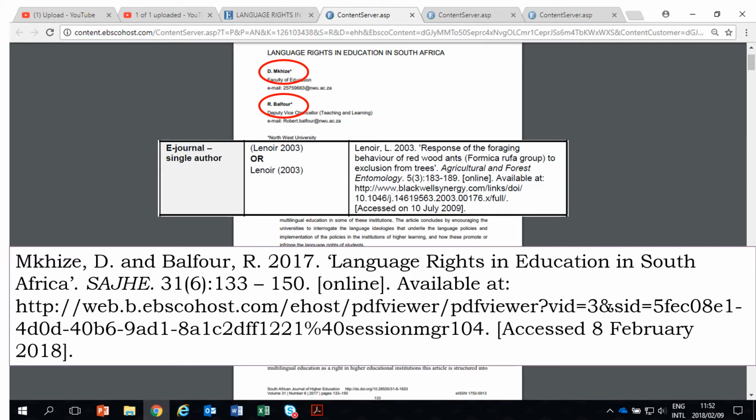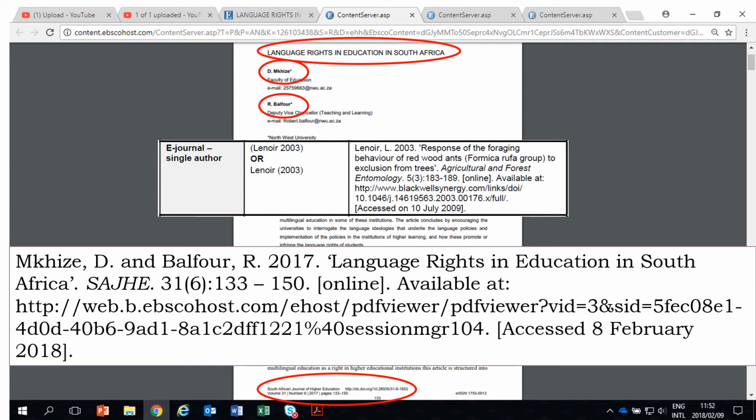The year is indicated in the footer, 2017. The footer includes other important information such as the title of the journal, the volume, and the issue number, and the page numbers, but we'll come back to these shortly. The title of the article is at the top of the page, entitled Language Rights in Education in South Africa, and this is enclosed in single inverted commas.